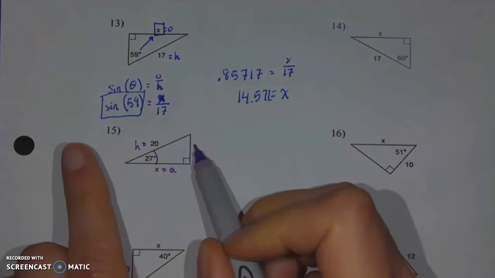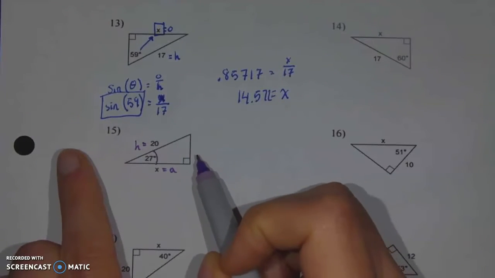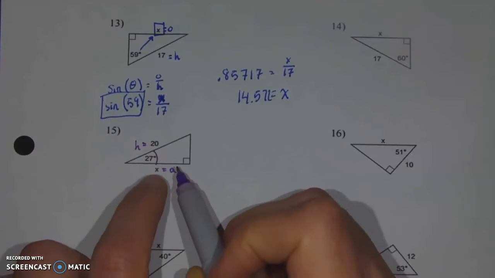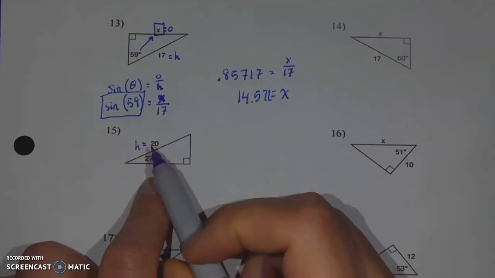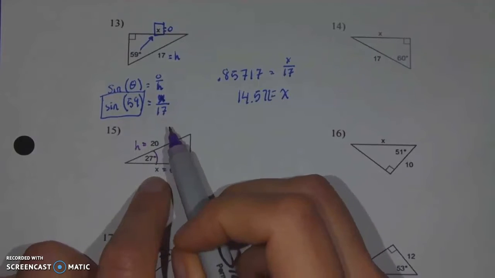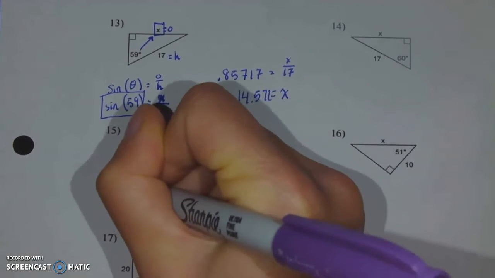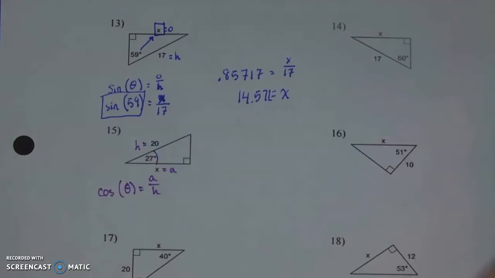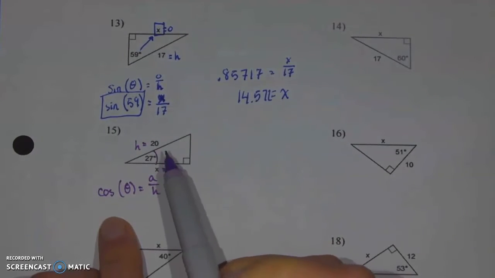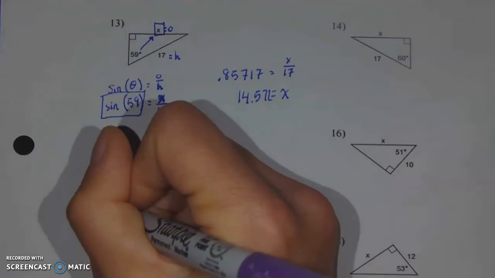Here, I don't even need to worry about this opposite side. Since it's not listed or anything's asked about it, I don't need to label it at all. So what I'm going to do is figure out what function relates the A and the H, and that is the cosine. The cosine of an angle is equal to the A over the H. So all I need to do is fill in everything now that I know which function I'm using.